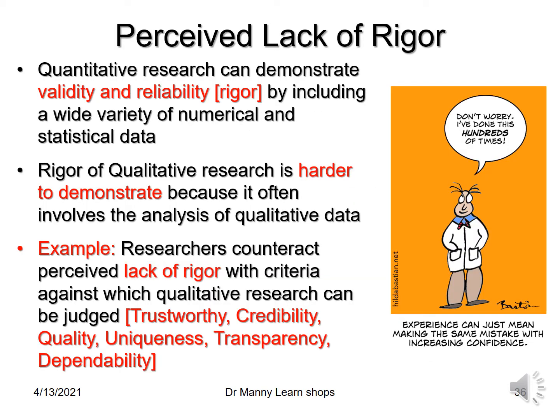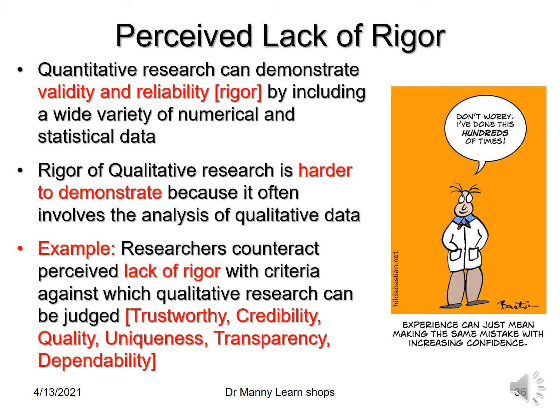Then when it comes to qualitative research, there's a perceived lack of rigour. Quantitative research can demonstrate validity and reliability, which we call rigour or quality in qualitative research, by including a wide variety of numerical and statistical data. Rigour, however, of qualitative research is harder to demonstrate because it often involves the analysis of qualitative data.